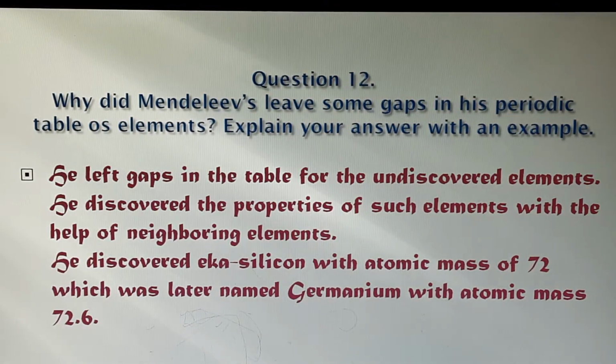12th one. Why did Mendeleev leave some gaps in his periodic table of elements? Explain your answer with an example. There's a spelling mistake, please do ignore that. He left gaps in the table for the undiscovered elements. He predicted the properties of such elements with the help of neighboring elements, and also he predicted eka-silicon with atomic mass of 72, which was later named germanium with atomic mass 72.6.